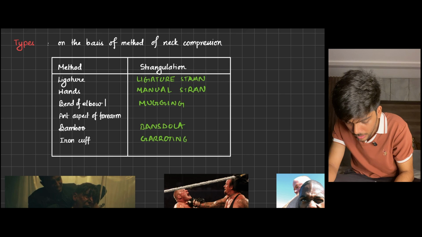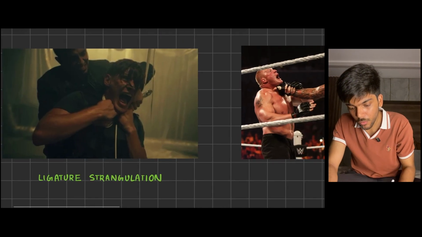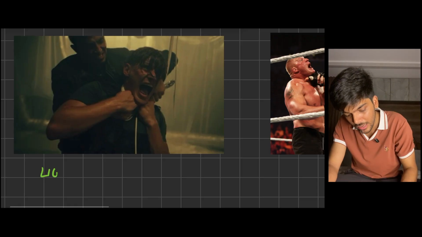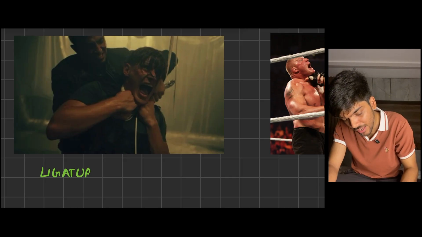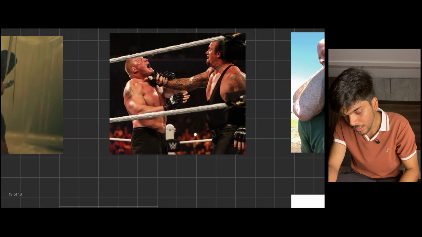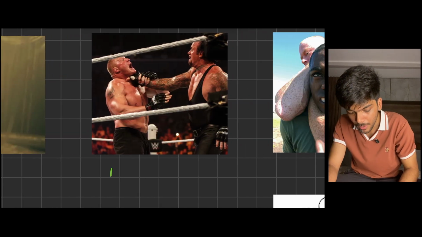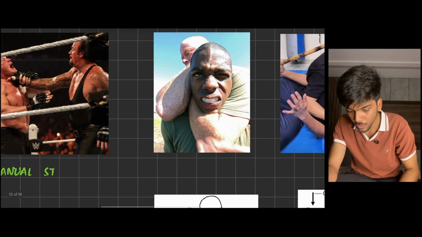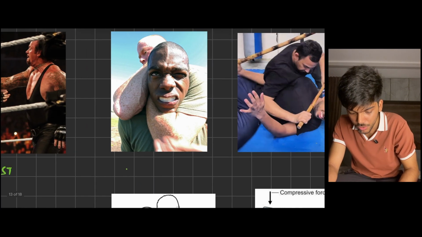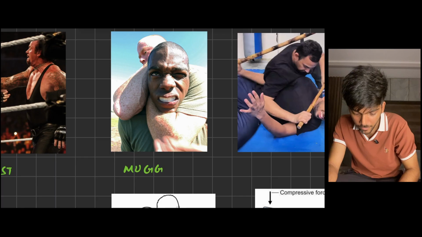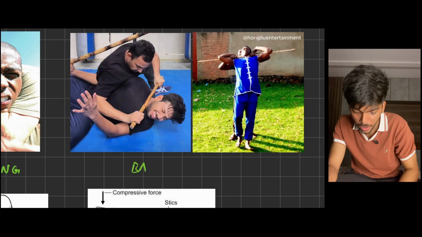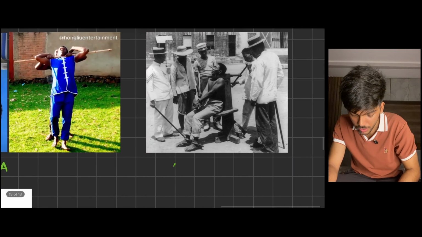Okay, revision time. What is this? Here, ligature is used, so we call that ligature strangulation. Hand is used, we call this manual strangulation or throttling. Bend of elbow is used, we call this mugging. Bamboo sticks are used, we call this bansdola. Iron cuff is used, garroting.